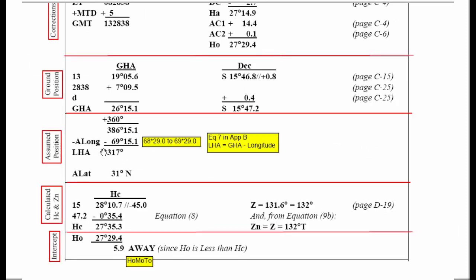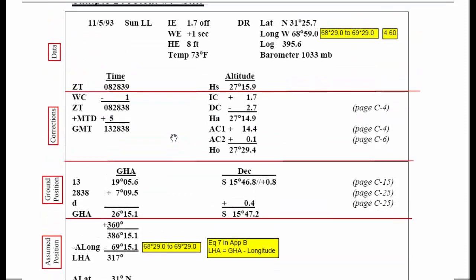Now, before we do the correction of longitude, since I'm going to be subtracting a longitude of about 69 degrees from 26 degrees of GHA, I'm going to add 360 to the 26 GHA and get a GHA of 386 15.1. Now I can subtract a larger number, like 69 degrees, from 386. But how did I get to 69 15.1 in order to do this? Well, there's two parts to that. First off, let's look at the dead reckoning longitude. And here it is 68 degrees 59.0.